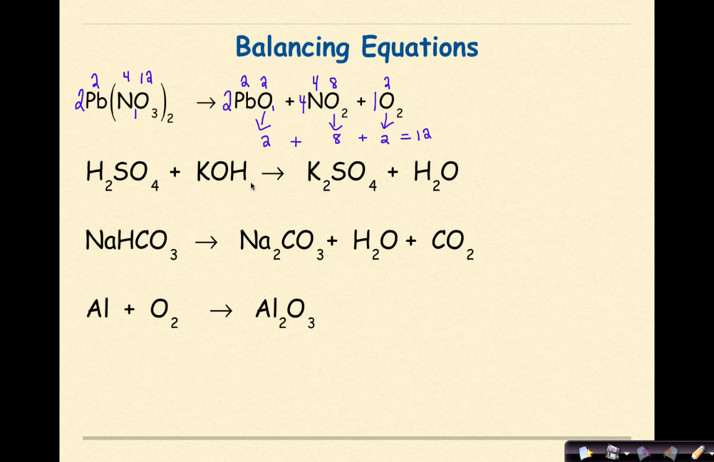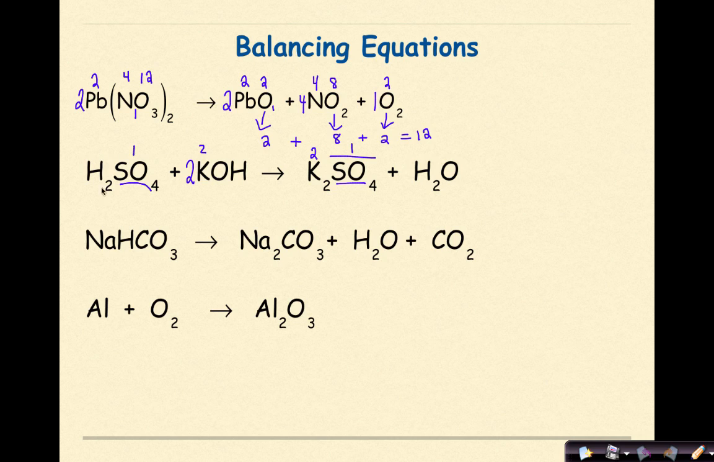H2SO4 plus KOH yields K2SO4 and H2O. Let's start with the potassiums. I have 1 potassium here, I have 2 potassiums here. So I'm going to put a 2 in front. So K2. Okay, so my potassiums are balanced. That's nice. All right, let's look at the sulfate ion. I'm going to see if I can keep this sulfate together. So SO4. As a whole, I have 1 SO4 here, and I have 1 SO4 here.